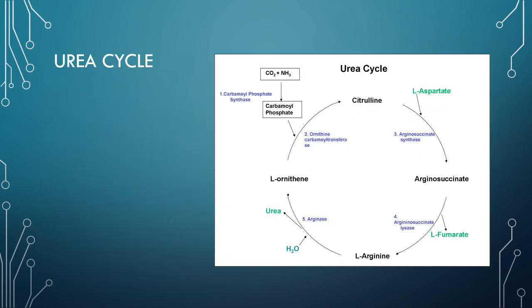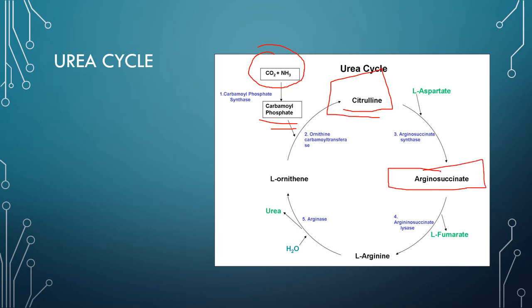The next up we have is the urea cycle. That is the urine cycle. So there are a number of condensation reactions that occur. The carbon dioxide firstly combines with the ammonia to form carbamyl phosphate. This, with the help of enzyme ornithine carbamyl transferase, forms citrulline. Citrulline forms arginosuccinate with the help of enzyme arginosuccinate synthetase. It further forms L-arginine, with arginosuccinate lyase, and finally urea.